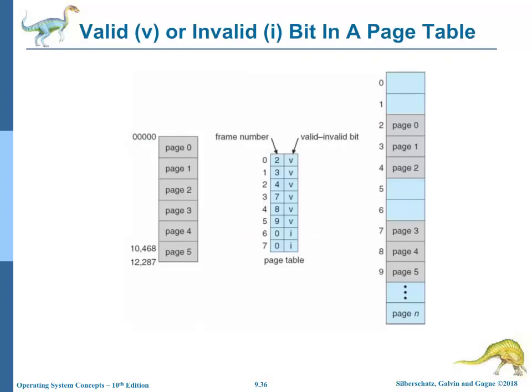In this example, we have 6 pages from page 0 to page 5 for a process. So addresses in pages 0, 1, 2, 3, 4, and 5 are mapped normally through the page table. Any attempt to generate an address in page 6 or 7, however, will find that the valid-invalid bit is set to invalid, and the computer will trap to the operating system with an invalid page reference.